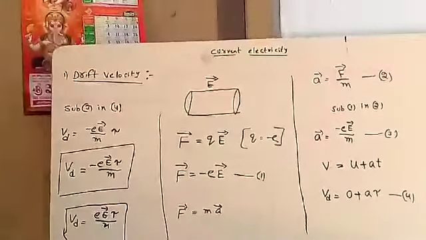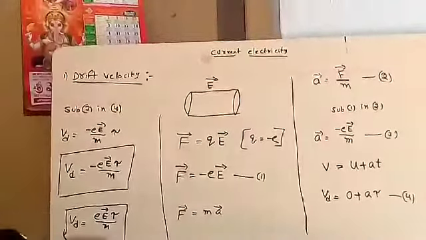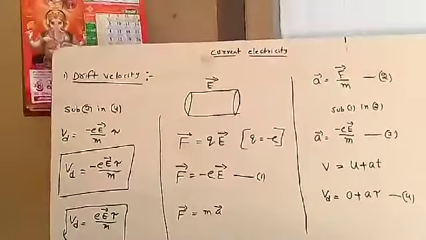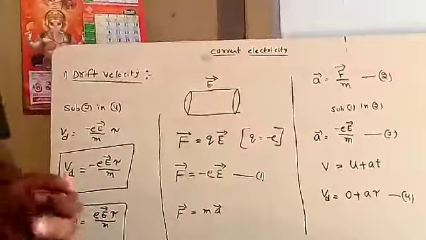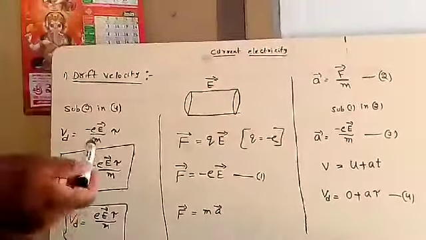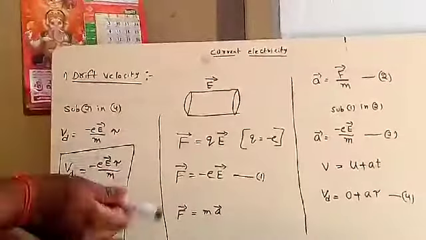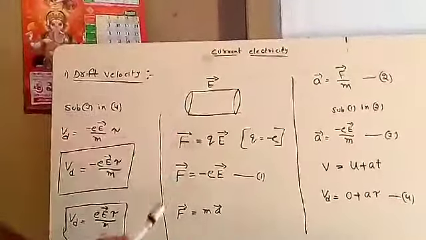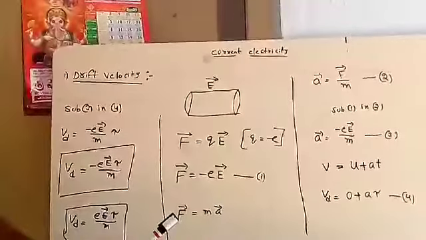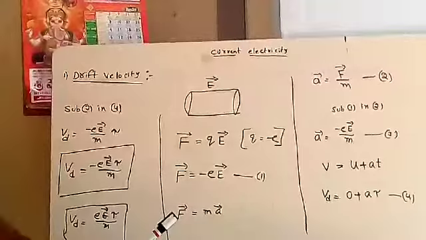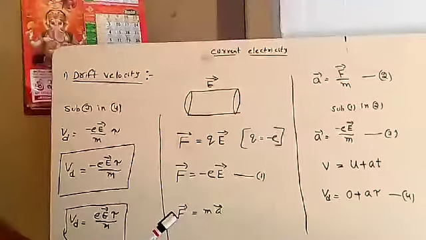So finally, once again, all of you see the steps one by one. See, first, what is the meaning of drift velocity? And later we see the derivation. See here, initially in a conductor, a large number of free electrons are available.